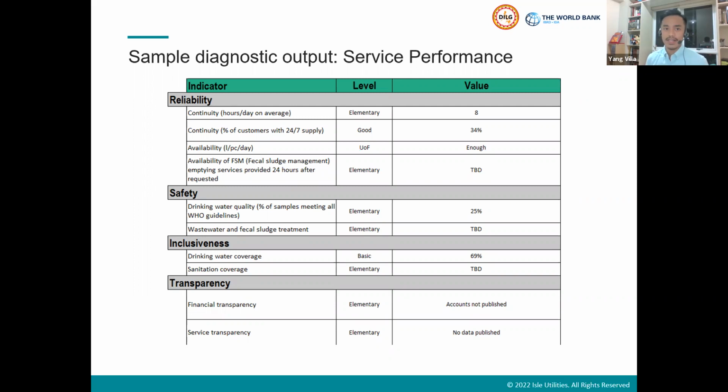So this is a utility that really requires a lot of improvement, not just in terms of reliability, safety, and inclusiveness, but also in other aspects of utility operations, such as transparency. As you can see here, they do not publish their accounts or their service data, and it is not shown here, but they also are not very responsive to their customers.